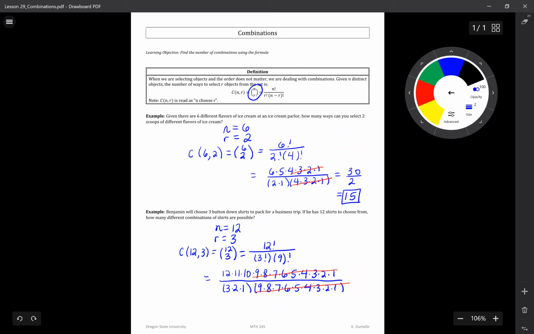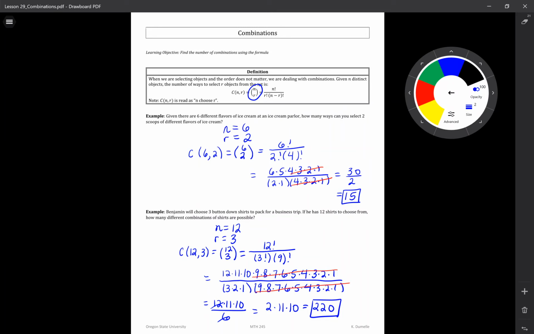And I am left with 12 times 11 times 10 over 3 times 2 times 1, which is 6. Actually, if I cancel out this 12 with this 6, I am left with a 2 on top. So I have 2 times 11 times 10, which is equal to 220. So there are 220 different ways to choose 3 shirts from 12 shirts.